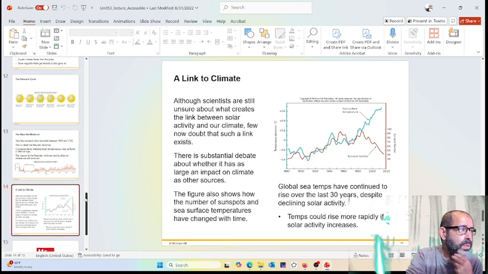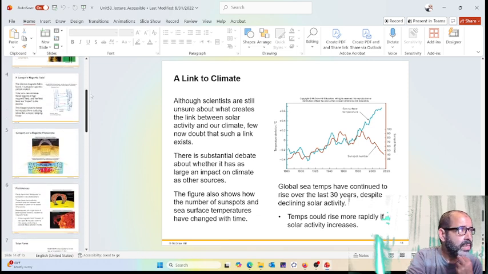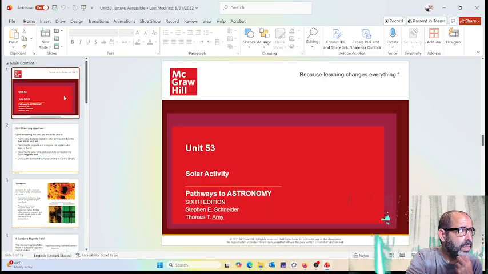So again, this is the unit about solar activity and its effect on the Earth. And the root of the whole thing has to do with the magnetic fields of the sun and how it spins around its own axis.